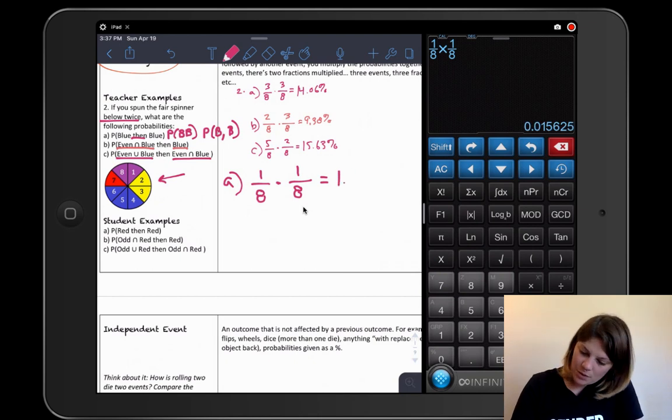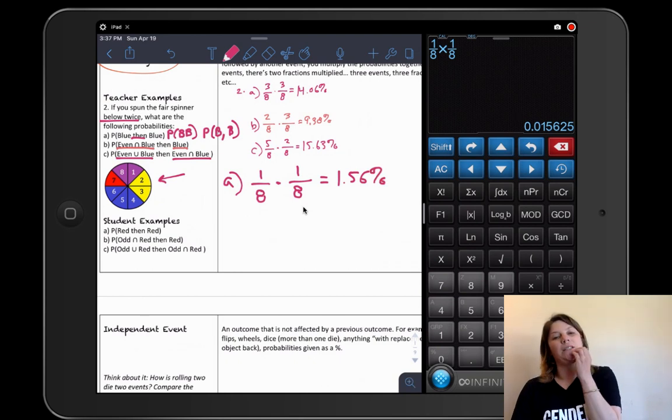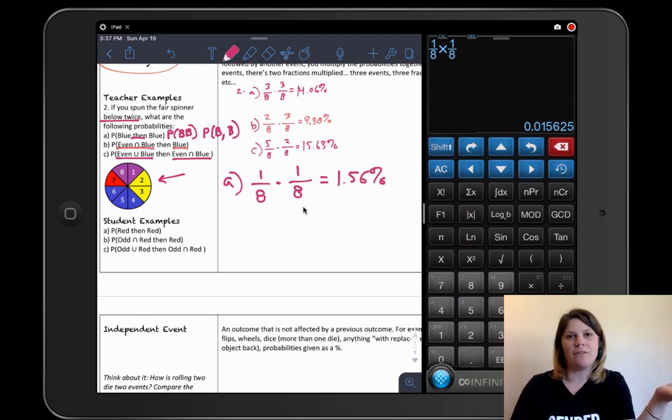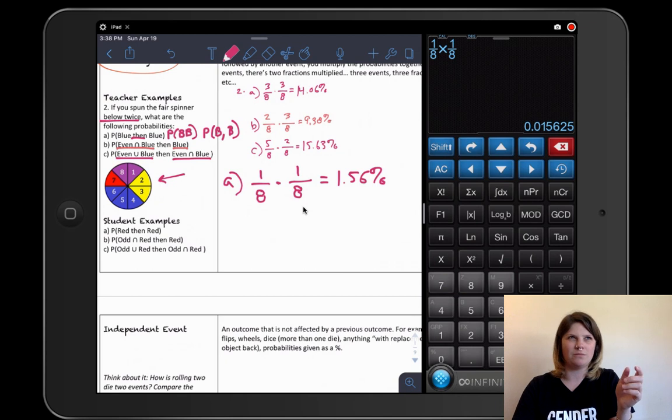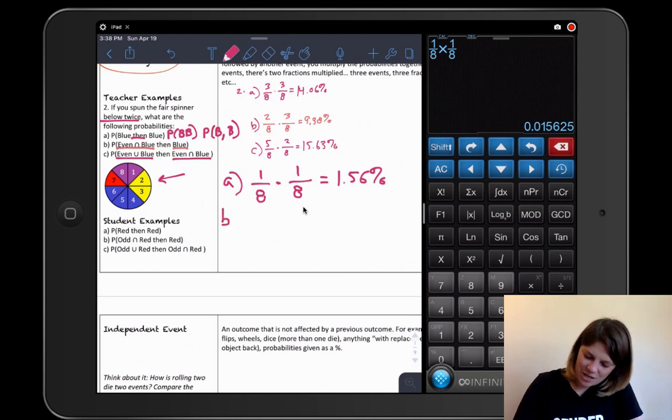And I get 1.56% if I'm rounding it correctly, which makes sense, right? It's not very likely that you're going to spin the spinner, get a red, and then spin it again and get a red again. Very unlikely that that happens twice in a row or even once in a row. There we go. Okay, let's try B.